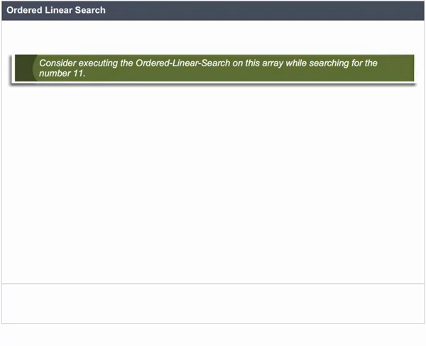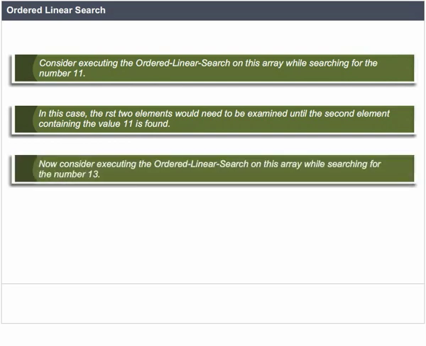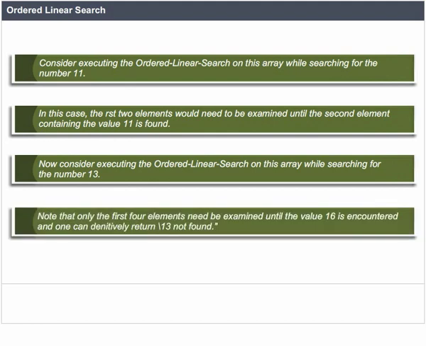Consider executing ordered linear search on this array while searching for the number 11. In this case, the first 2 elements would need to be examined until the second element containing the value 11 is found. Now consider executing the ordered linear search on this array while searching for the number 13. Note that only the first 4 elements need be examined until the value 16 is encountered, and one can definitely return 13 not found.